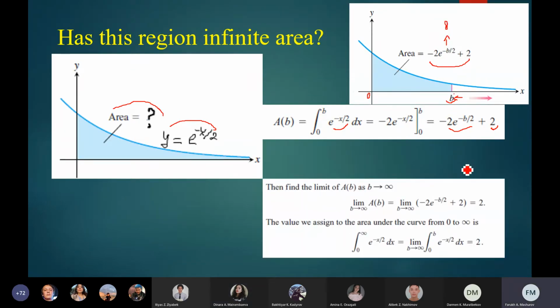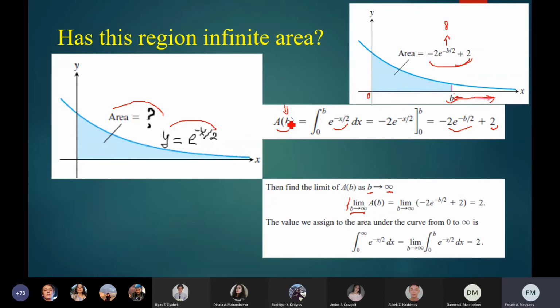So, guys, it means that we just let our b approach infinity. It means that we need to let the limit of b approach infinity. Since we know that for any b the area of this object is equal to this function, we just find the limit of A(b).